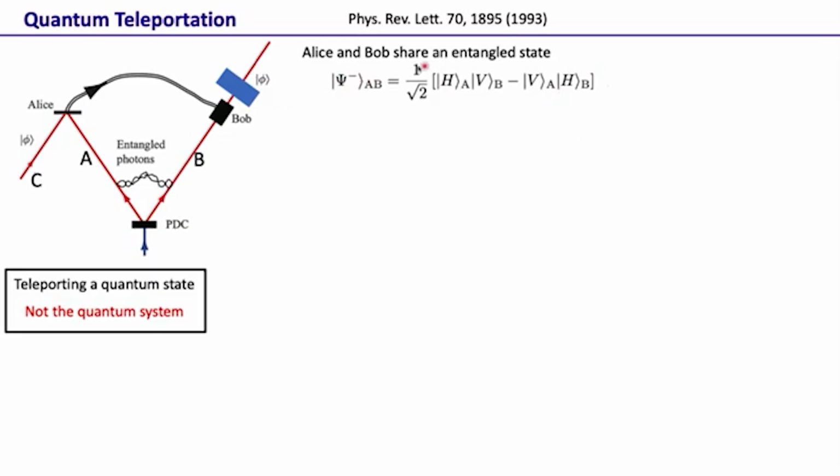Of course, Alice and Bob do know which entangled state they are sharing, but this teleportation protocol that we are going to do now, which was first proposed in this paper, can actually work with any of the four entangled polarization Bell states, but we'll show it with this particular polarization state. Okay, so that's the state that Alice and Bob share.